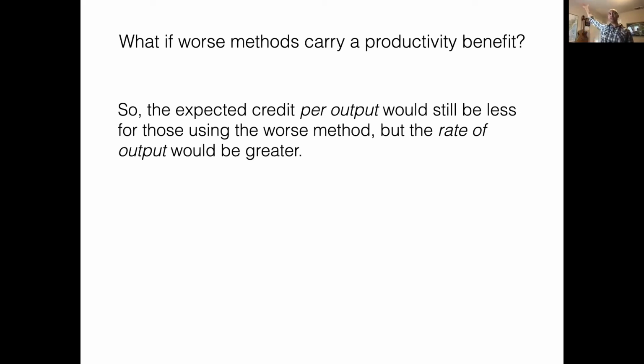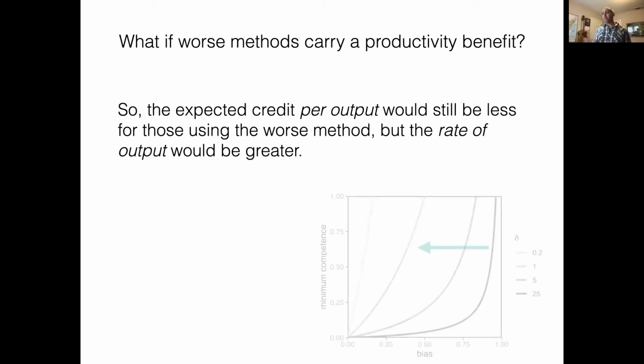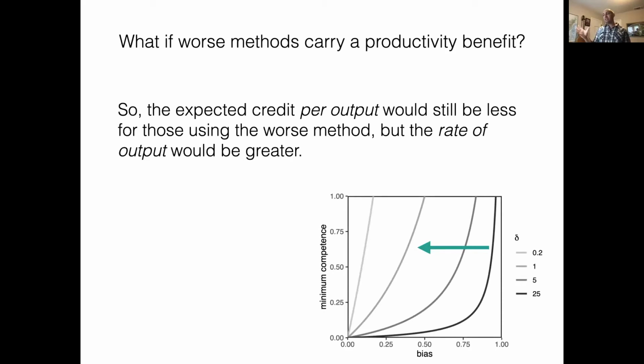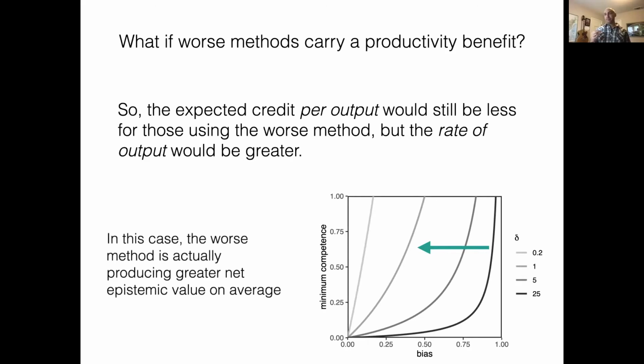And we've shown in previous work that if there's selection for output in general, this can really be a problem. In this model, what happens is the threshold just gets pushed back. So it still works, but it just makes it harder. It lowers the range of conditions for the better method to spread. But it would also have to mean that the worse method is actually producing a net greater amount of epistemic value. So you get a lot of low information, but not no information studies. That's potentially better if you can do enough of them.